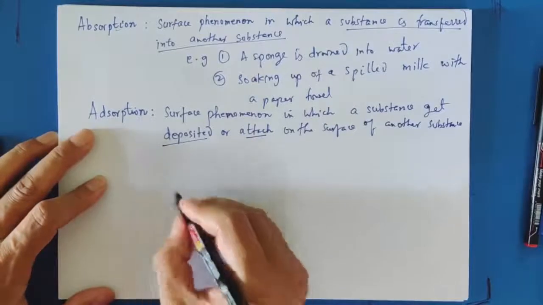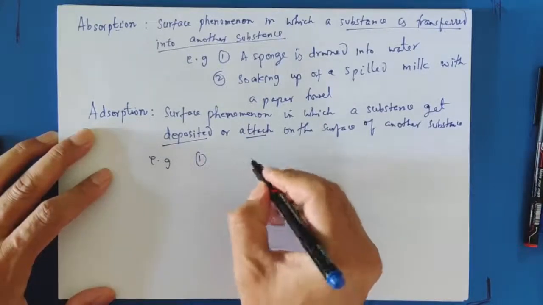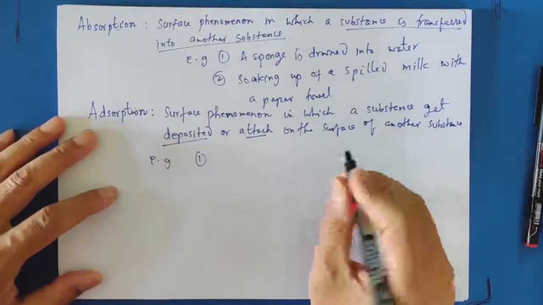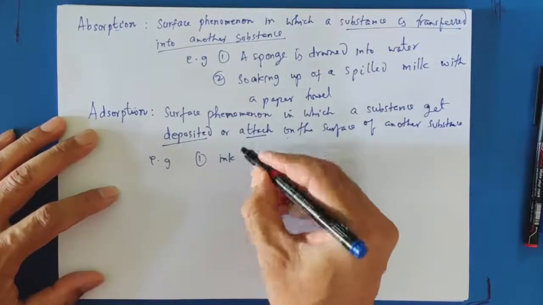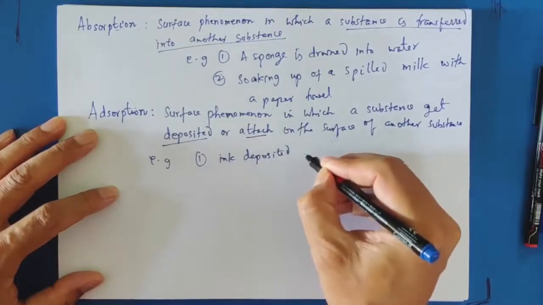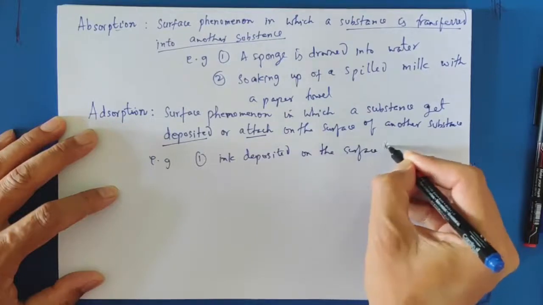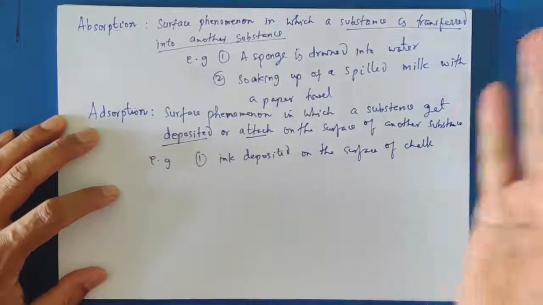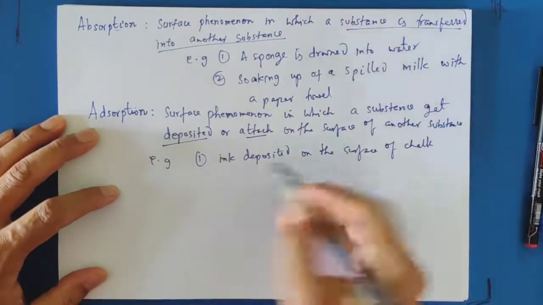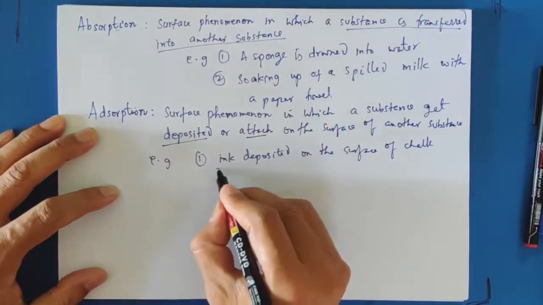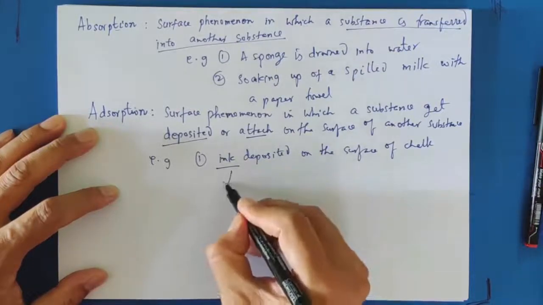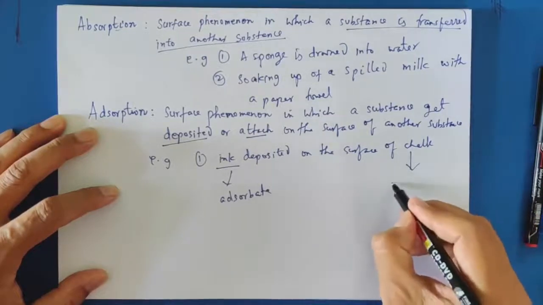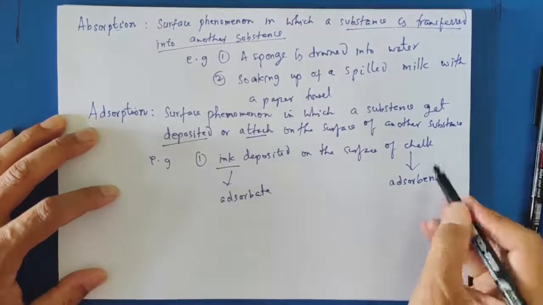Example: take a piece of chalk and ink. The ink is deposited on the surface of chalk. It does not go inside; it stays on the surface, as when an ink pen is applied. The substance which gets deposited is called the adsorbate. The substance on which the adsorbate gets deposited is the adsorbent. So chalk is the adsorbent, ink is the adsorbate.